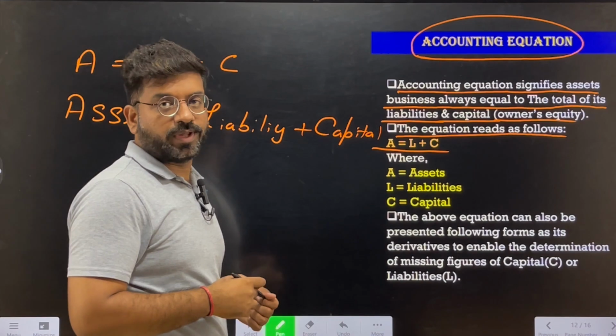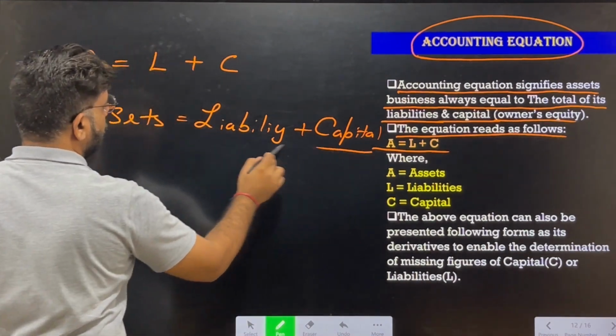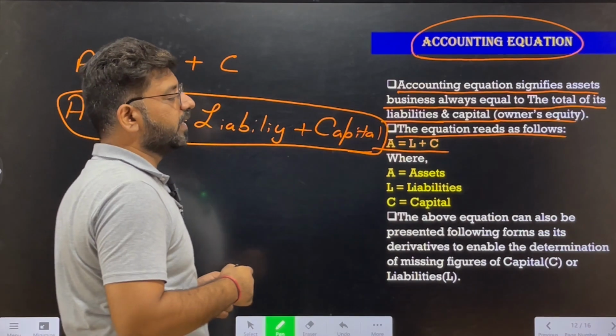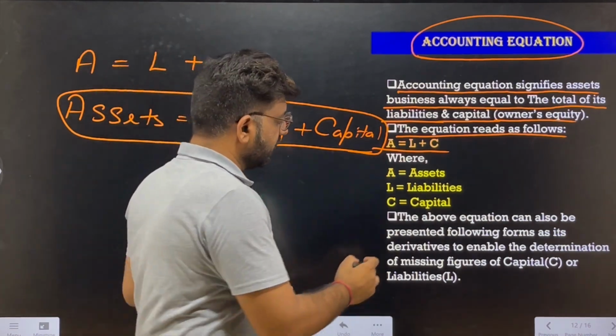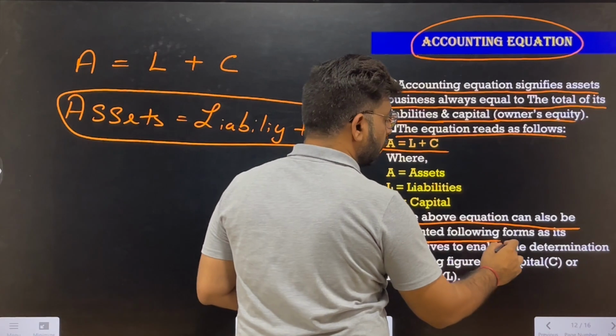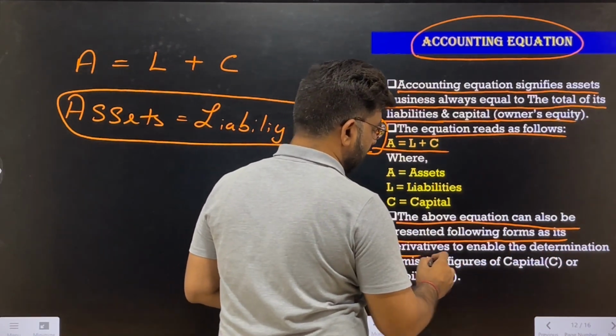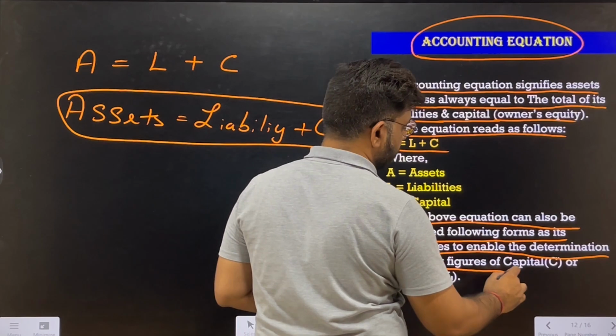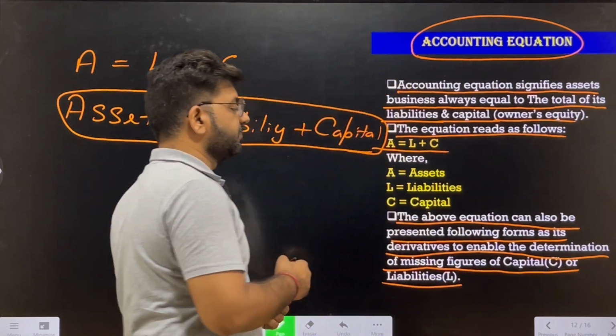and C is basically your capital. Okay, this is the main accounting equation which we have to study, which we have to deal with. Now it says the above equation can also be presented in the following forms as its derivatives to enable the determination of missing figures of capital or liabilities.